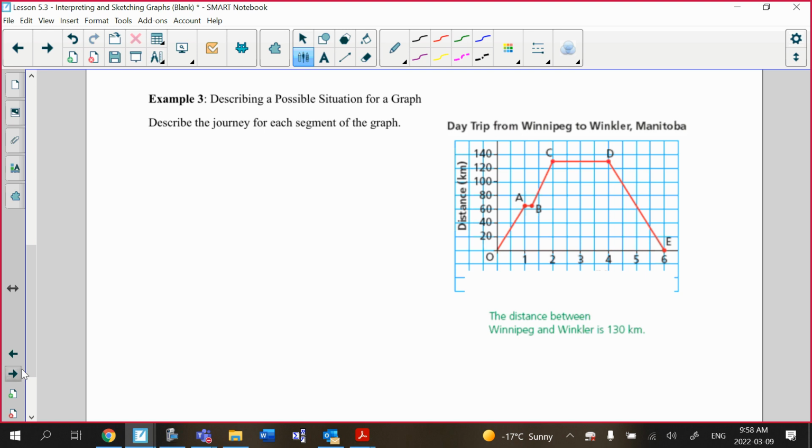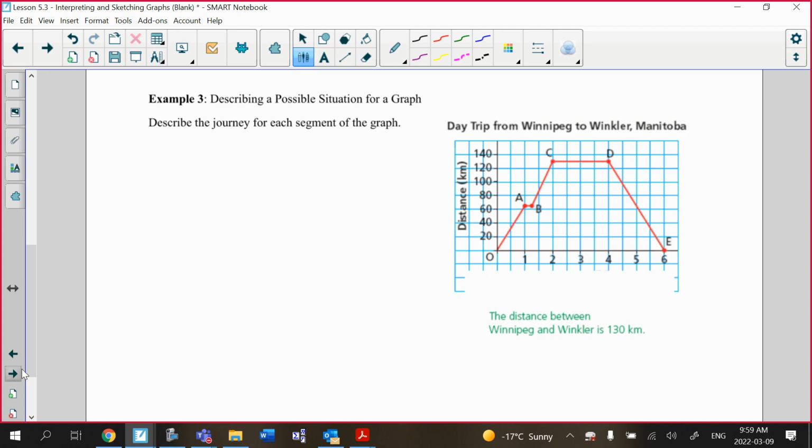So first of all, we got to figure out what's going on. We're driving from Winnipeg to Winkler. So we're starting at Winnipeg at time 0, and then we're going up by, looks like, half an hour. And then as we leave Winnipeg, our distance from Winnipeg increases until we eventually reach Winkler, and then it comes back down until we get back to Winnipeg.